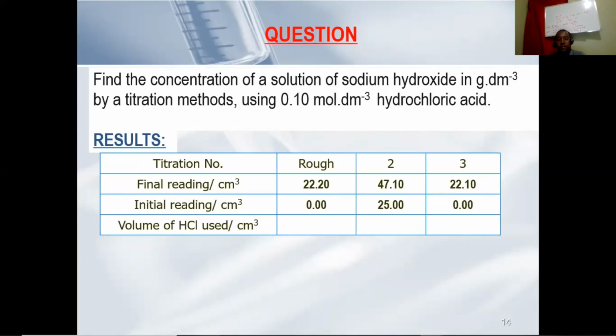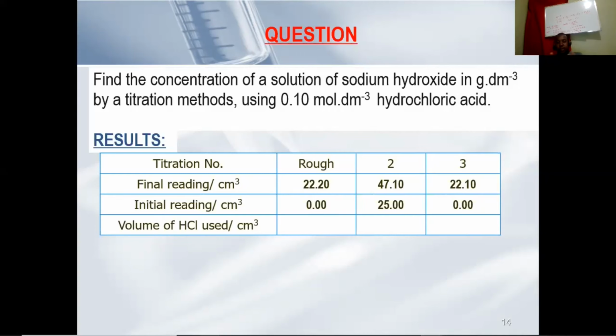All right, so let's try this one together. Find the concentration of the solution of sodium hydroxide in g/dm³ in a titration method using 0.10 mol/dm³ hydrochloric acid. All right, so these are the readings. No, we generally don't use the rough titration value. So it's the two other values, apart from your rough titration.